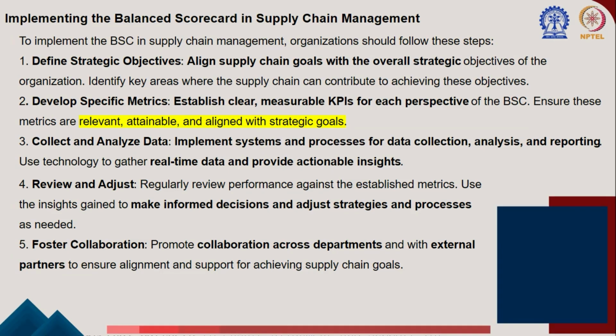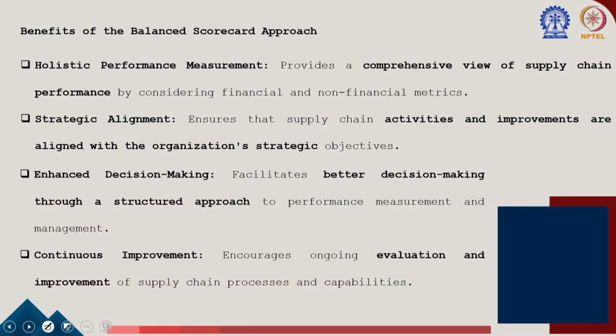Review and adjust, then you need to make informed decisions on which areas you need to target. Those areas which are contributing maximum to the cost, you need to tap first. Maybe we need to tap these two areas which are contributing around 60 to 70%. Again 80-20 rule you can implement, Pareto analysis you can do, and then foster collaboration. Anything you are implementing will be implemented through your stakeholders, so collaboration needs to be ensured.